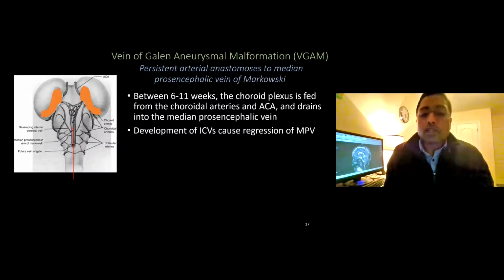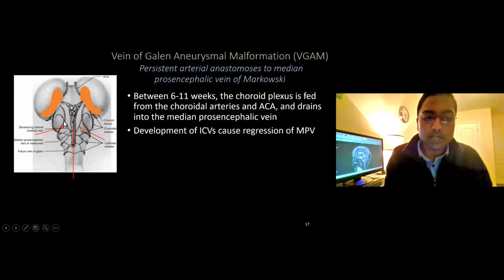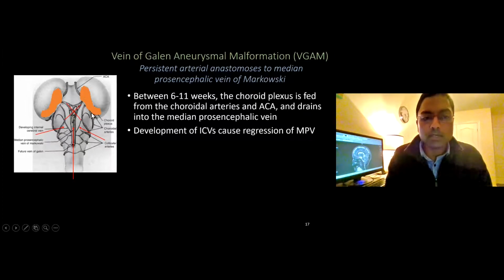Now, over time, as we normally mature, these two veins come and develop. So these are the internal cerebral veins, and these veins hypertrophy and they start draining the brainstem, and they hook up into this median prosencephalic vein. When this process starts, the anterior part or the ventral part of the median prosencephalic vein regresses. And then we get a normal anatomy where we have the internal cerebral veins joining into the vein of Galen, as it is called later, and then the straight sinus.